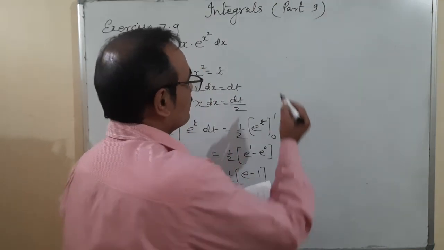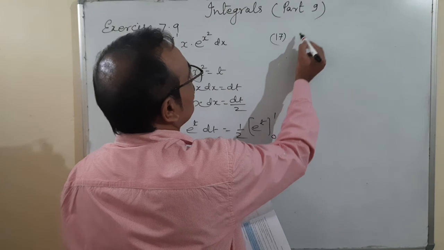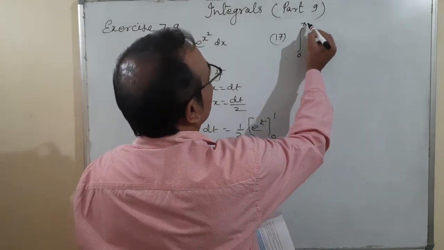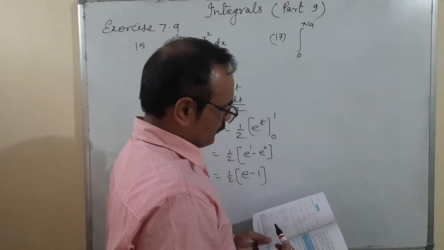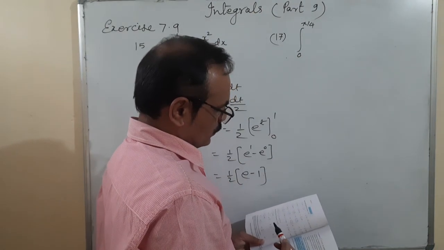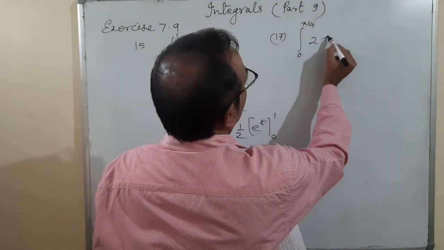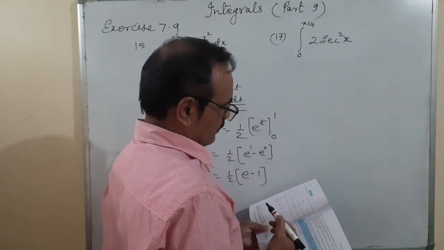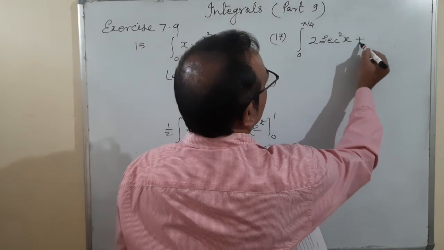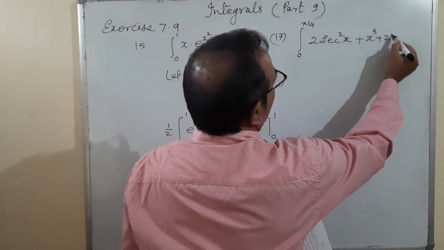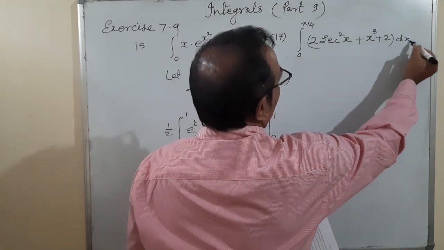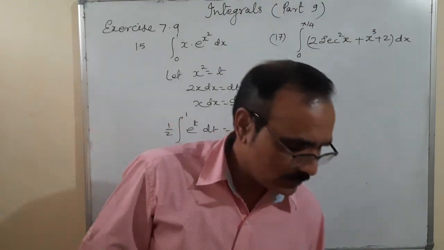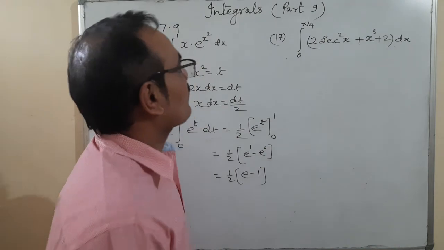Number 17, 0 to pi by 4, 2 sec square x plus x cube plus 2 dx. Okay, 2 sec square x plus x cube plus 2, 0 to pi by 4.